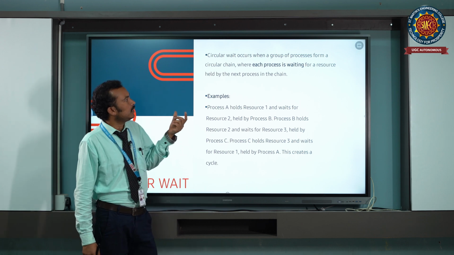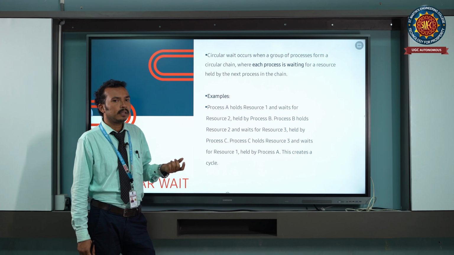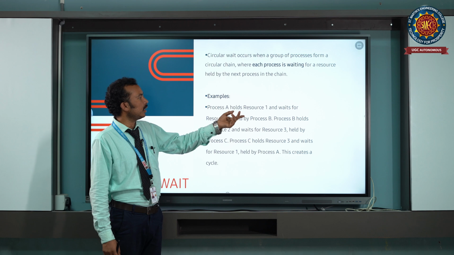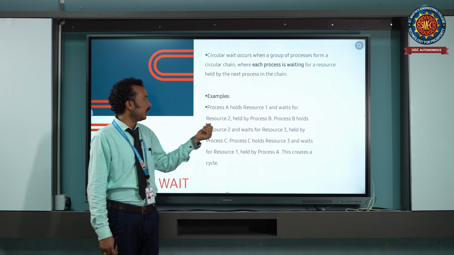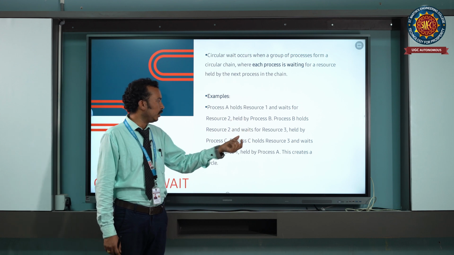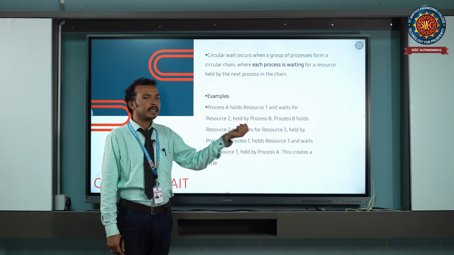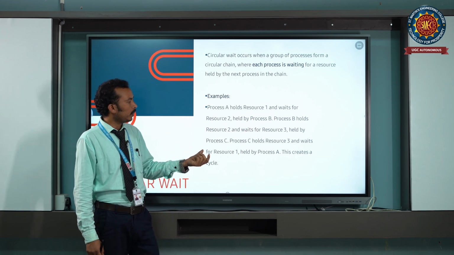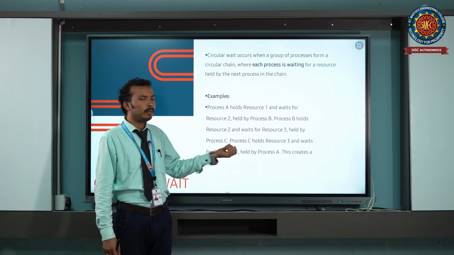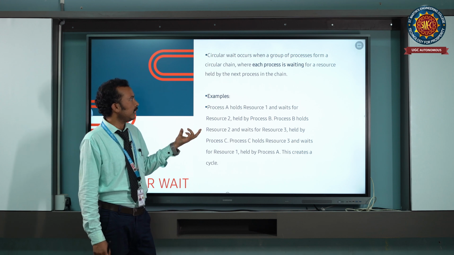Each process is waiting for a resource held by the next process in the chain. In this case, for example, process A holds resource 1 and waits for resource 2, which is held by process B. Process B holds resource 2 and waits for resource 3, which is held by process C. Process C holds resource 3 and waits for resource 1, held by process A. So this creates a cycle or chain.